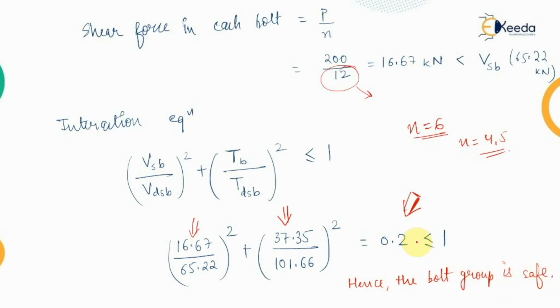And since this interaction equation is having a value less than or equal to 1, therefore it can be written that the bolt group that we have provided is safe. And that completes the design for the bracket connection type 2. Now in the next lectures we will be looking at the welded design. Thank you.